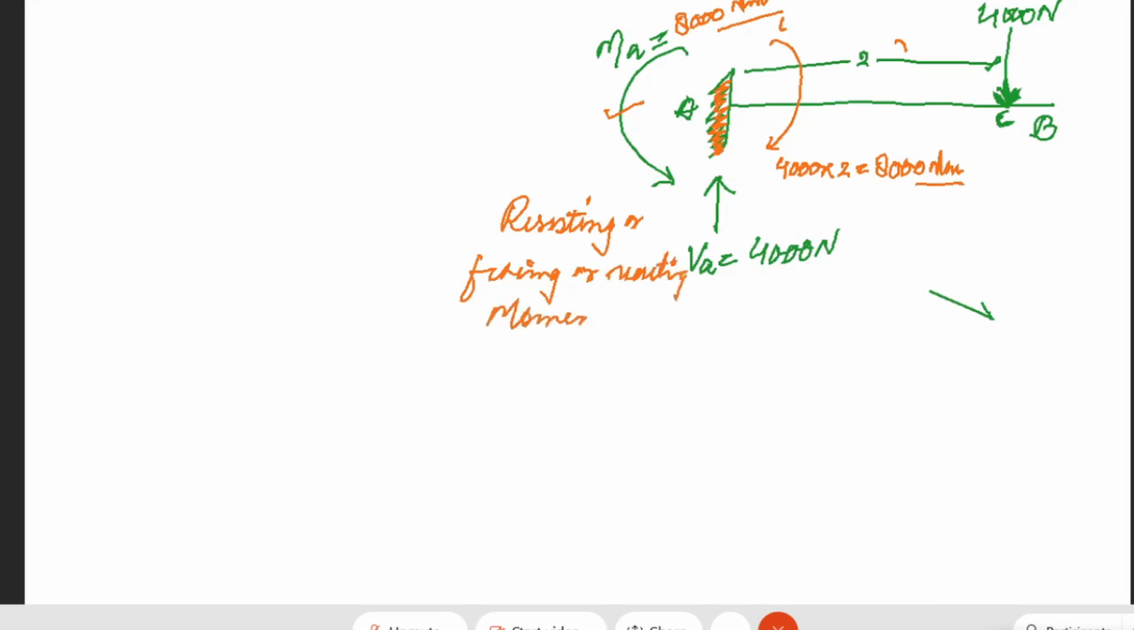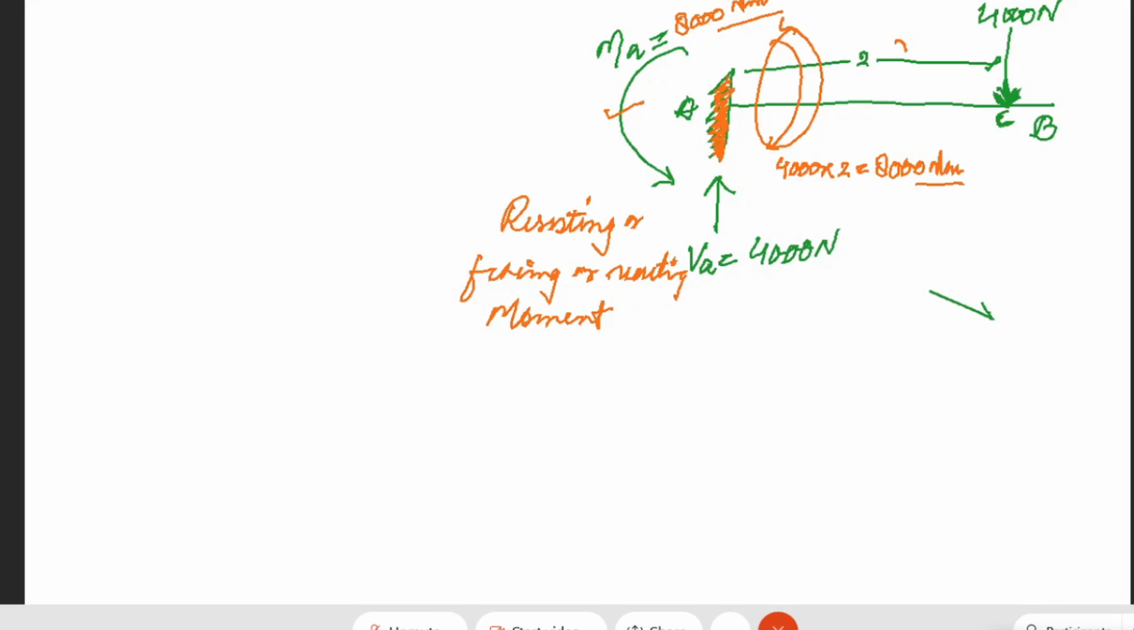reacting movement. Okay. Now, in order to attain equilibrium, there should be a resisting movement of that much magnitude as is being provided on the right hand side of the fixed support. Only then the fixed joint, or the structural member, will be in equilibrium. Right.